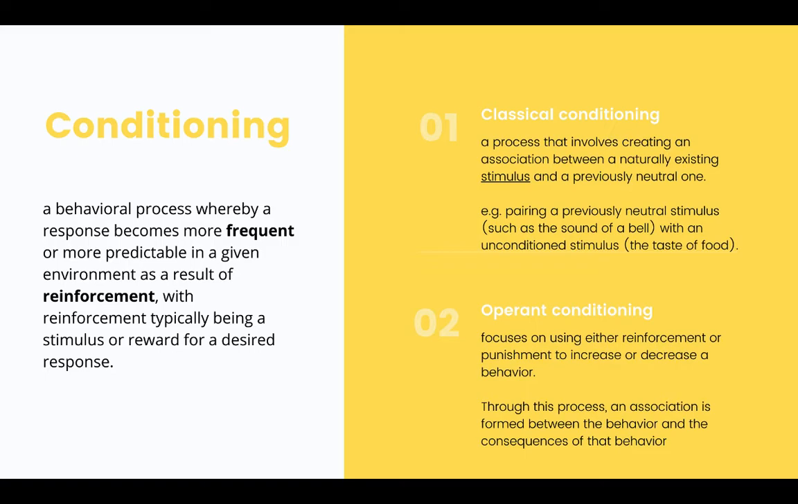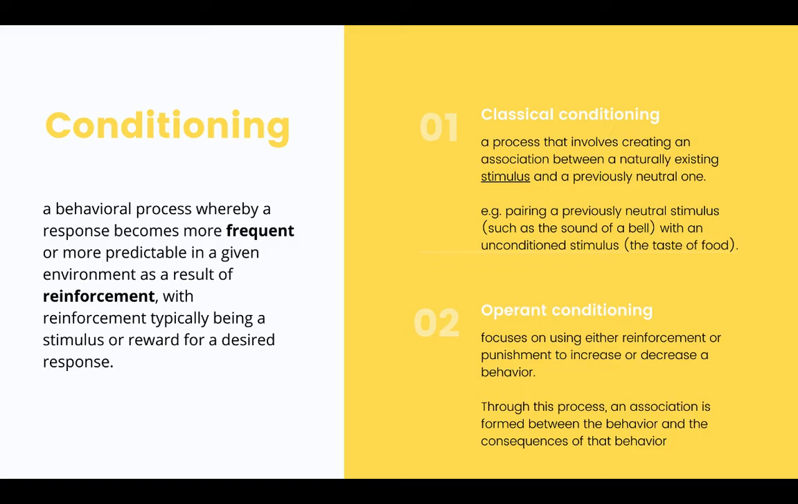Okay, now the second one is operant conditioning. It focuses on either reinforcement or punishment to increase or decrease a behavior. Through this process, an association is formed between the behavior and the consequences of that behavior. So, for example, again, if you get good grades, I give you money. Now that will more likely increase the behavior of you getting good grades because you know there's a reinforcement at the end.